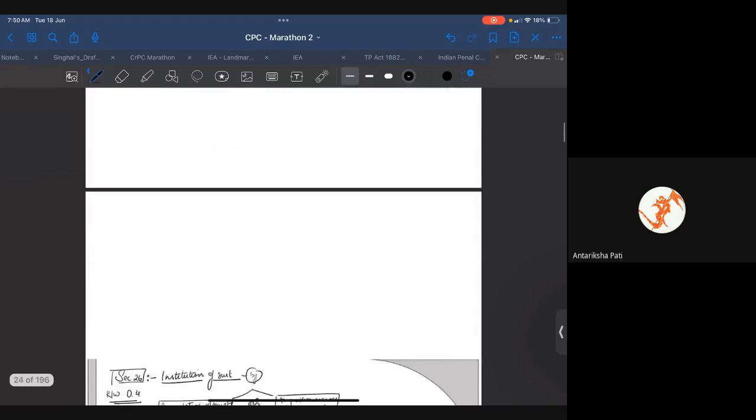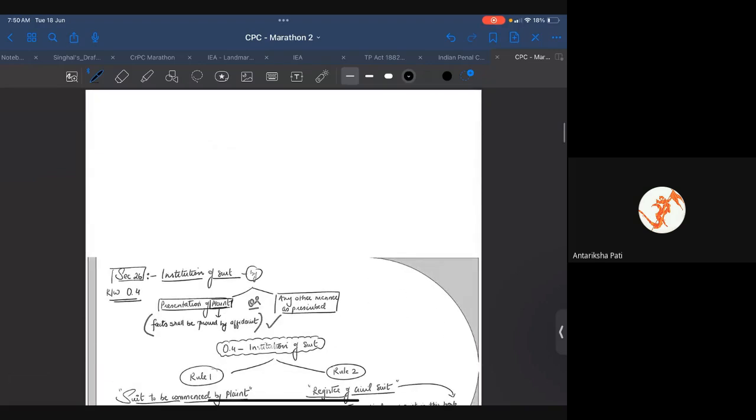Okay, now coming to section 26, which says institution of suit. We will read this together with order 4, though we will read order 4 later because we are going section-wise. So institution of suit is done by presentation of a plaint or in any other manner as prescribed. The facts you will prove by affidavit, and you will have to present a plaint.